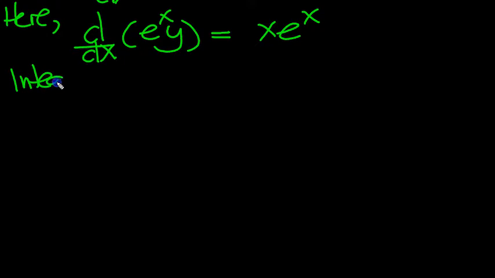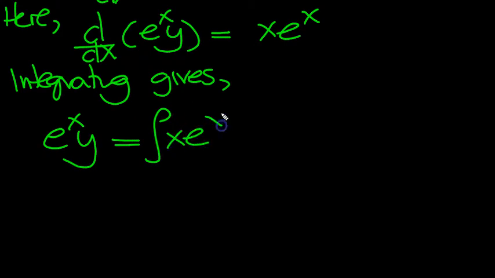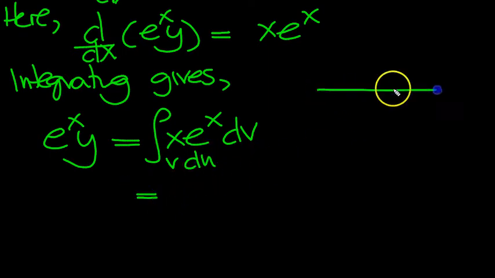So integrating gives, the integral of this, we just end up with what we had before. The integral of a derivative is just what's inside here, e to the x times y, and we've got the integral of x e to the x, which is a product. So we need to use integration by parts, which I'm just going to do in one fell swoop: the integral of u dv is equal to u times v minus the integral of v du. So I'll do a little box here just to make sure everyone's happy.